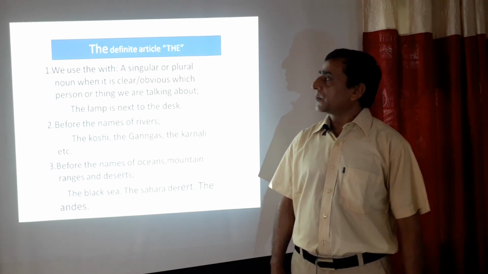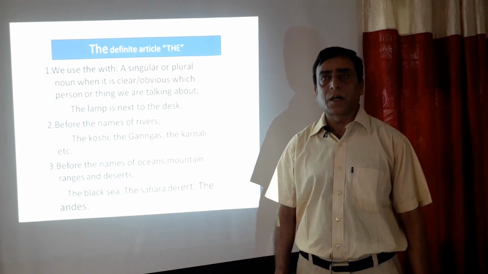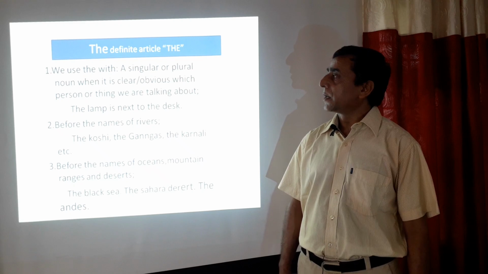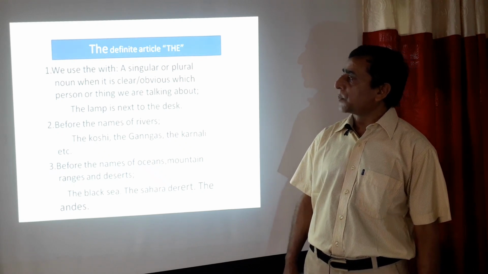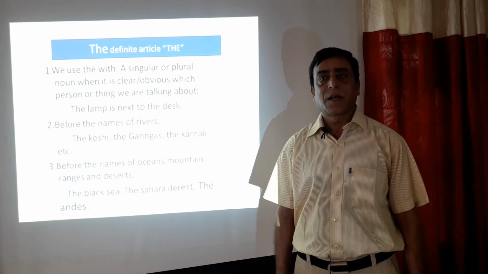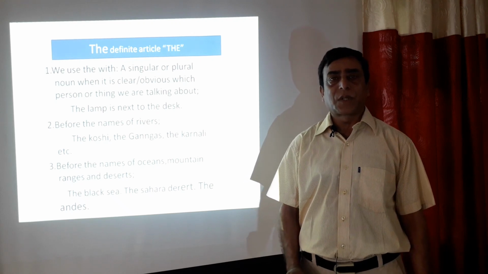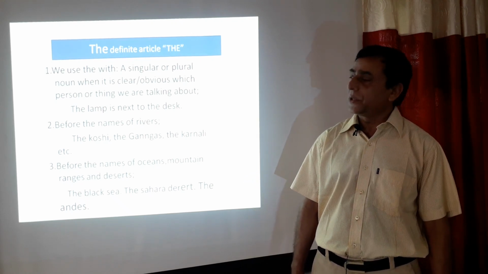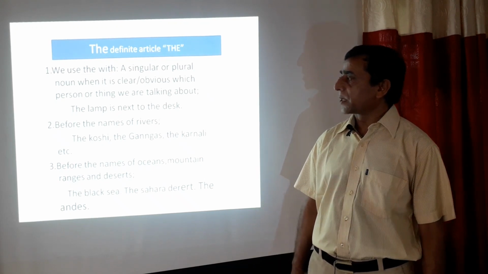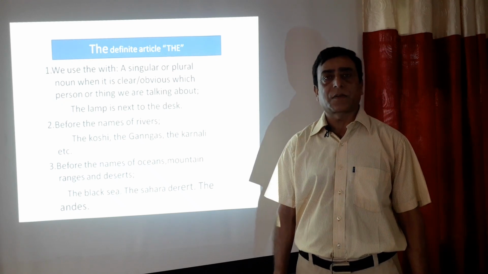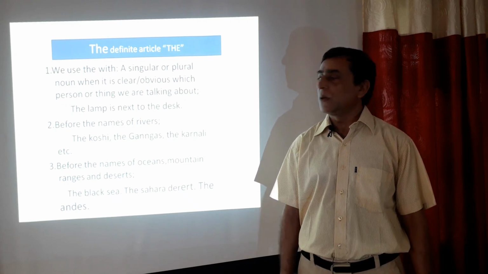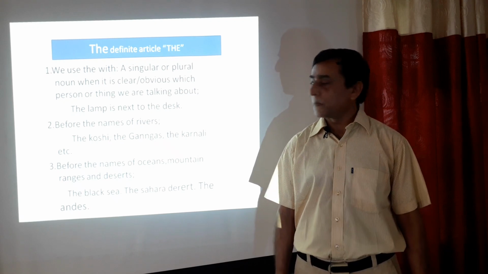Now, we are talking about the definite article the, where we use the definite article the. Rule number one, we use the with a singular or plural noun when it is clear or obvious which person or thing we are talking about. For example, the lamp is next to the desk. The lamp which is next to the desk, we are talking about it. So, we use the before lamp.